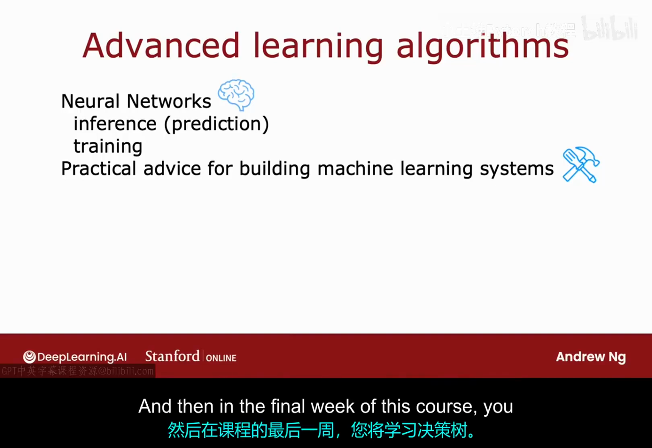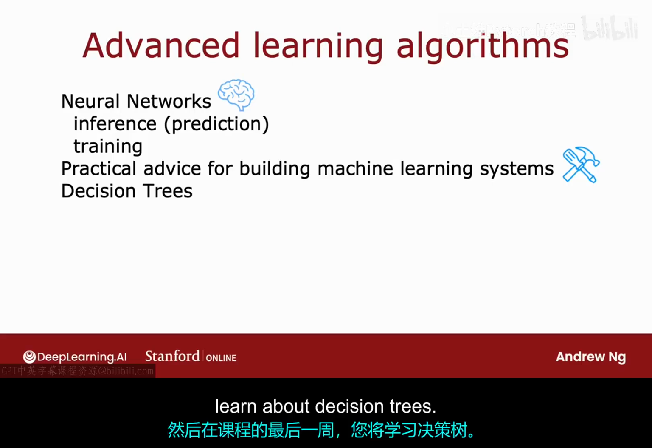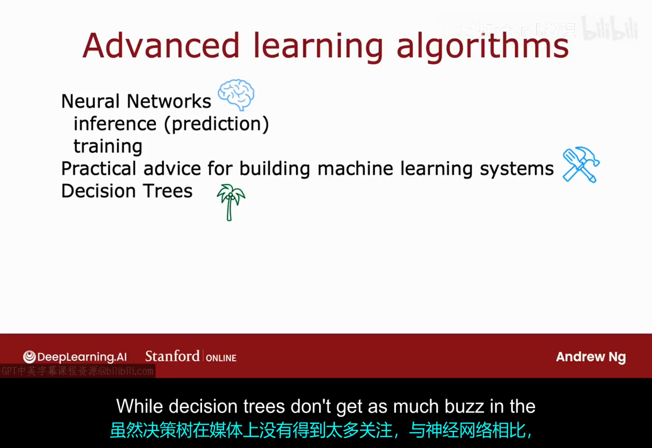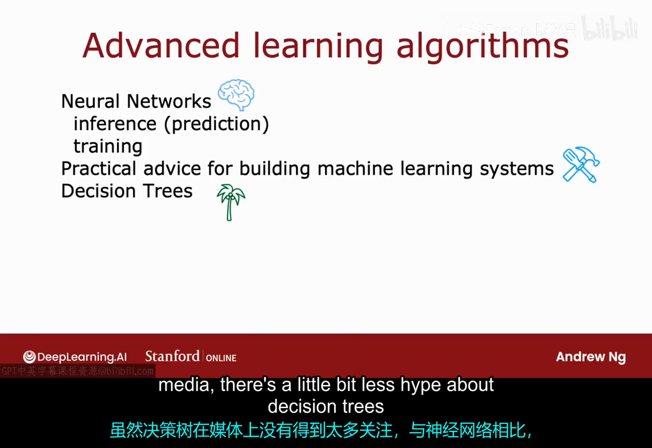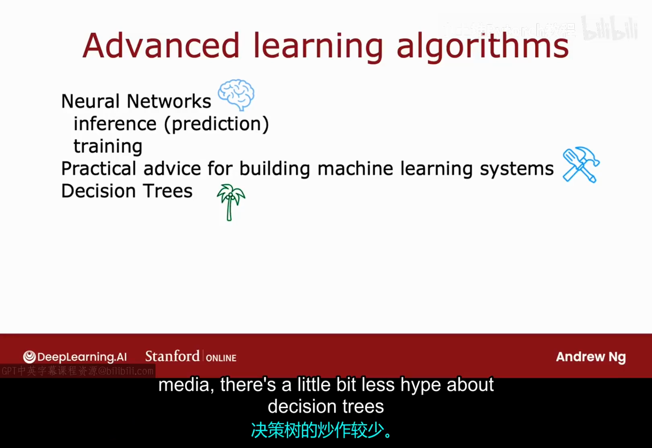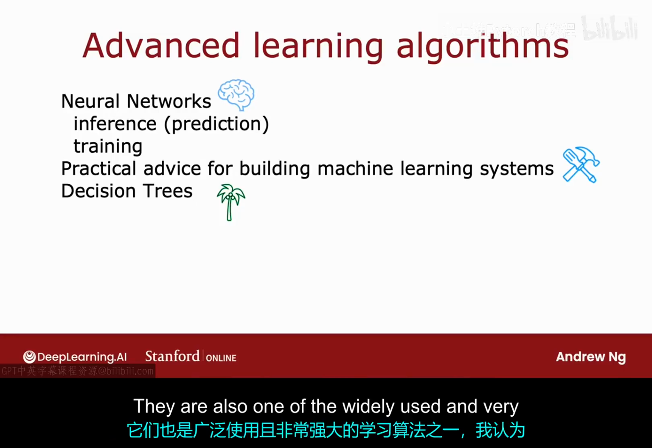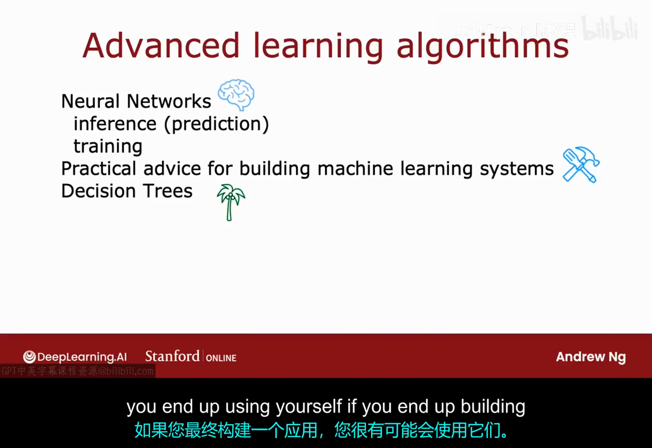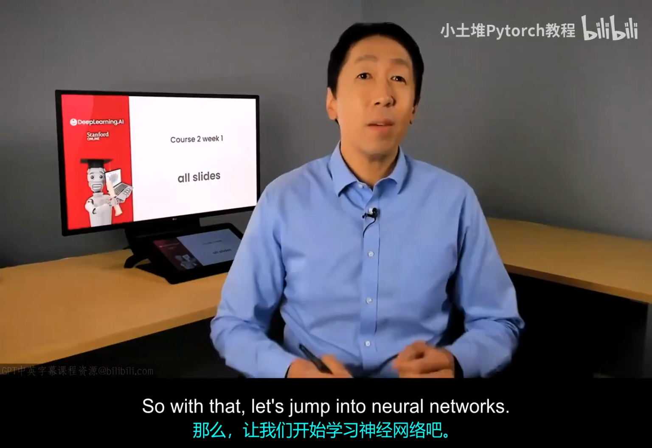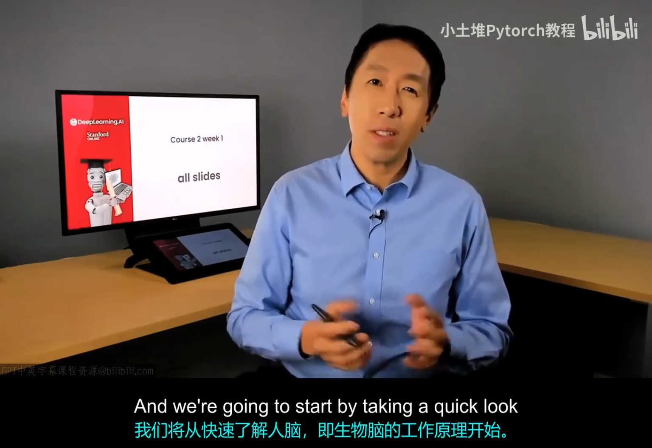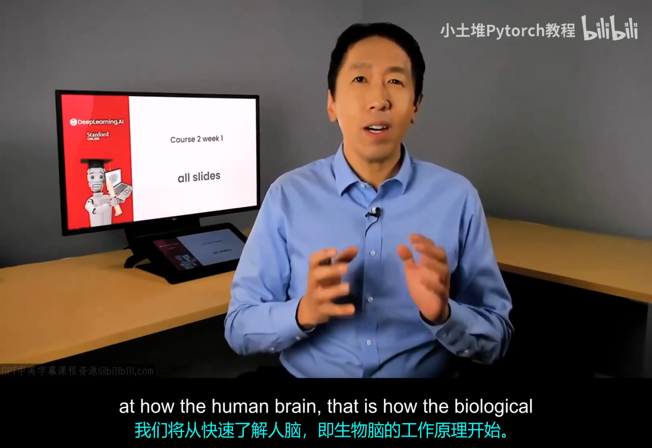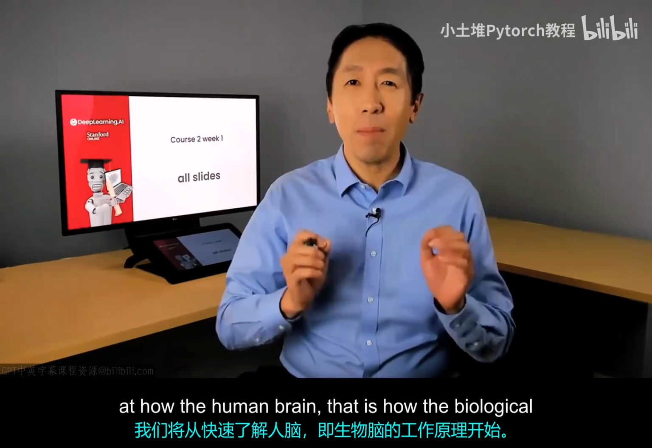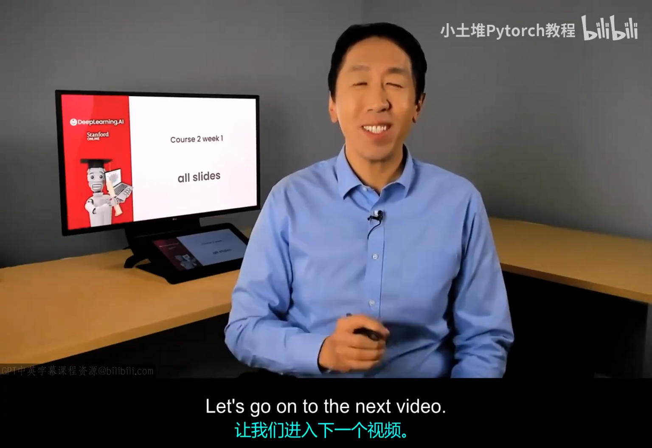And then in the final week of this course, you learn about decision trees. While decision trees don't get as much buzz in the media, there's a little bit less hype about decision trees compared to neural networks, they are also one of the widely used and very powerful learning algorithms that I think there's a good chance you end up using yourself if you end up building an application. So with that, let's jump into neural networks. And we're going to start by taking a quick look at how the human brain, that is, how the biological brain works. Let's go on to the next video.